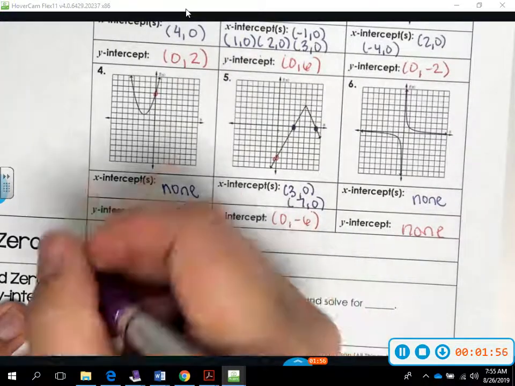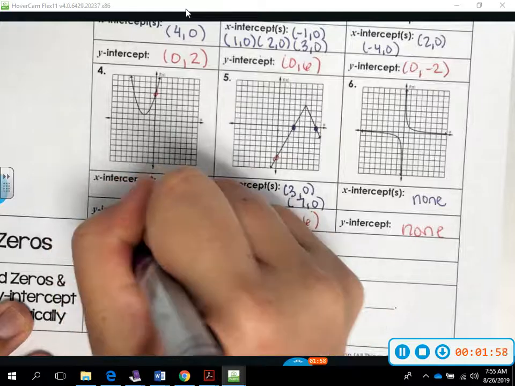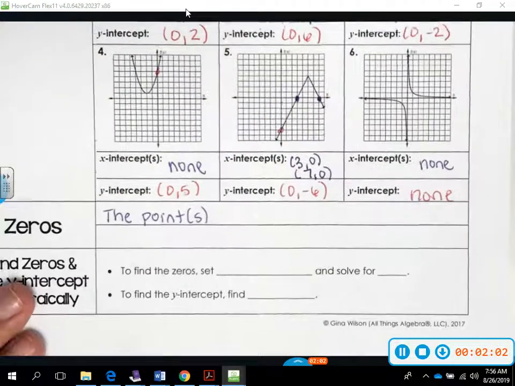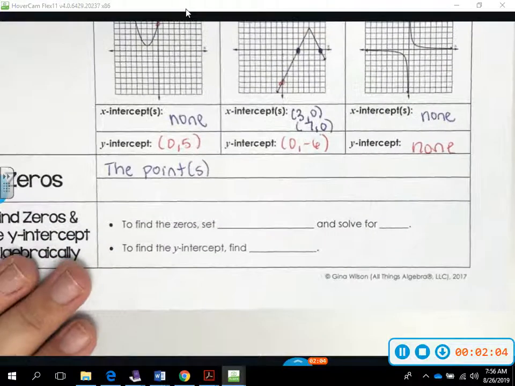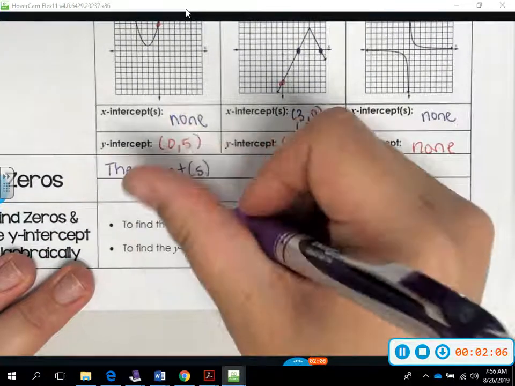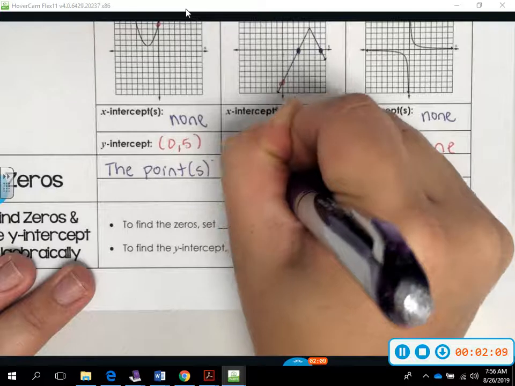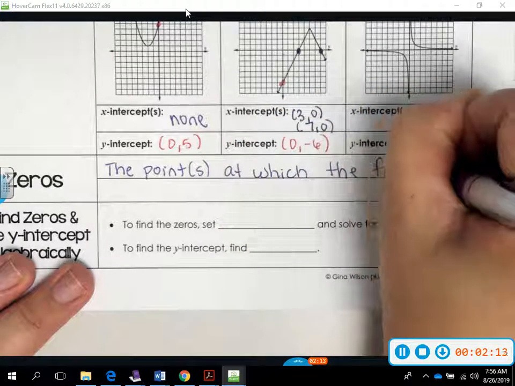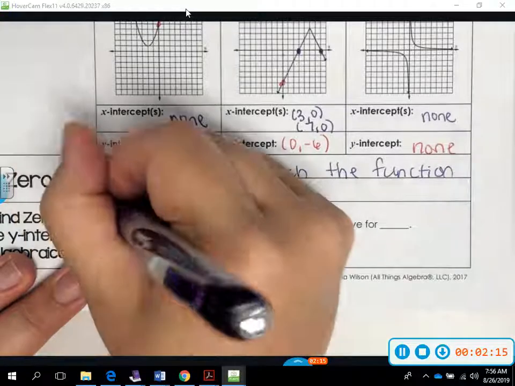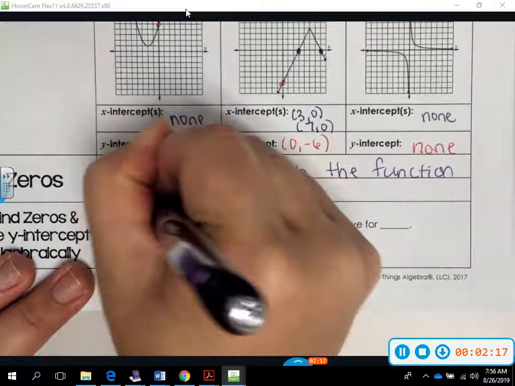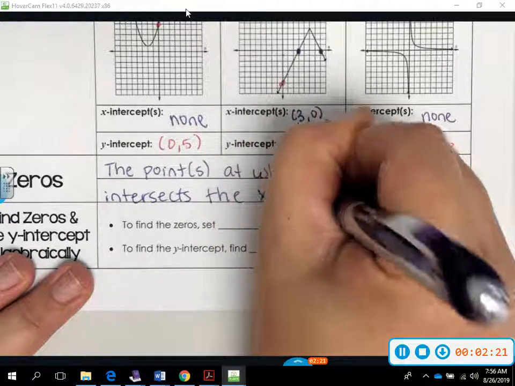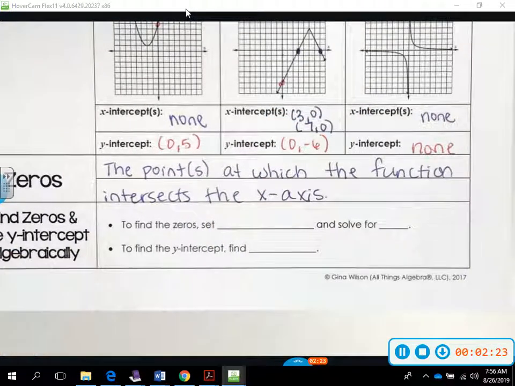All right, zeros are the point or plural points at which the function intersects the x-axis. So in other words, a 0 is the same thing as an x-intercept.